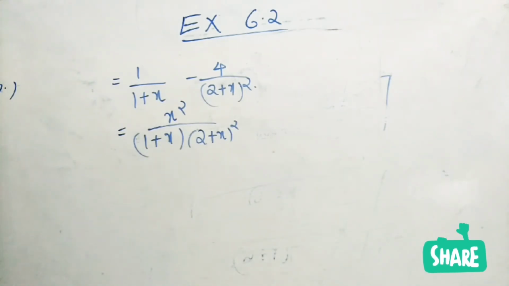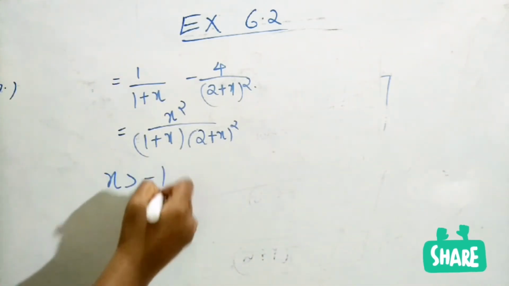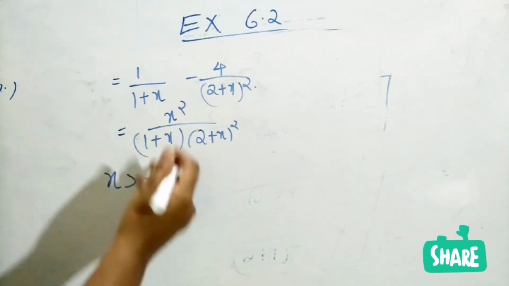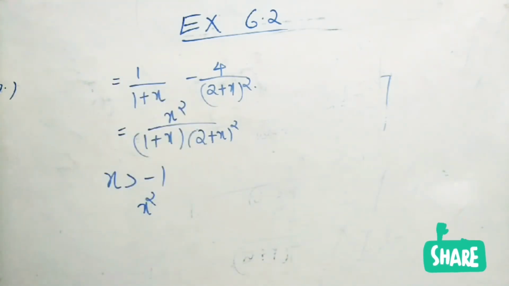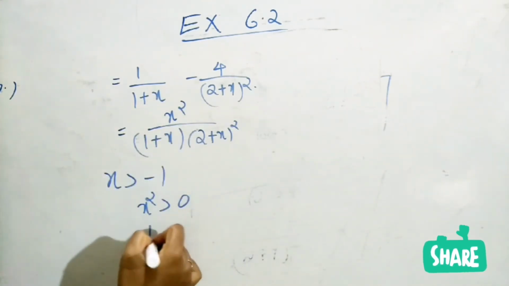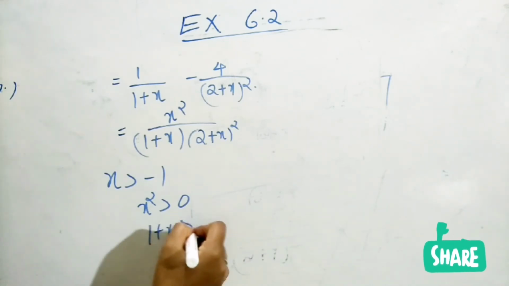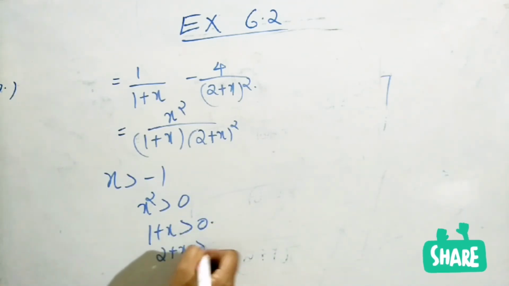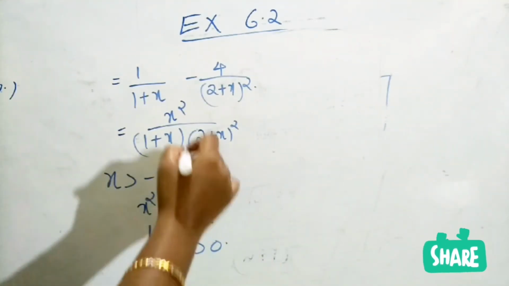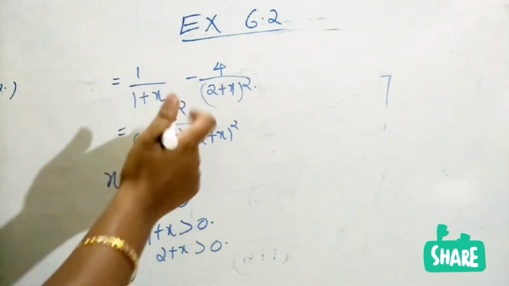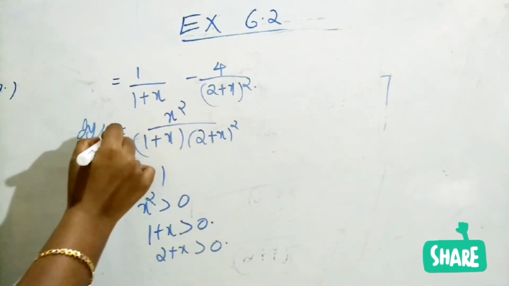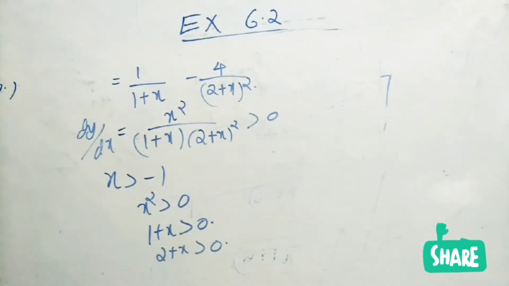Now what is our given domain? x greater than minus 1. We know that x square of any number is always positive, and if x is greater than minus 1, then 1 plus x is also greater than 0 and 2 plus x is also greater than 0. That means all these terms in the derivative are greater than 0, so we can say that the derivative is greater than 0, and if the derivative is greater than 0, then the function is strictly increasing in the given interval.